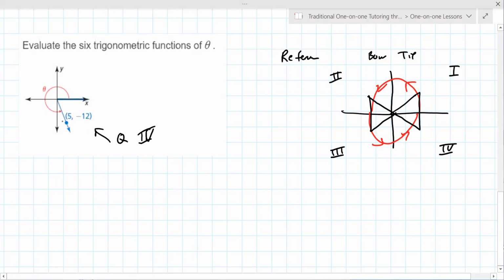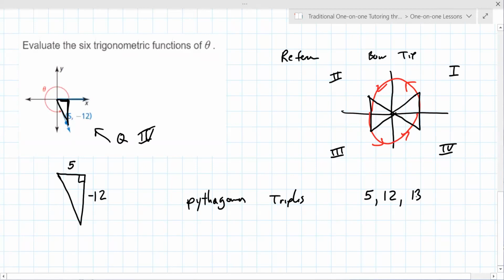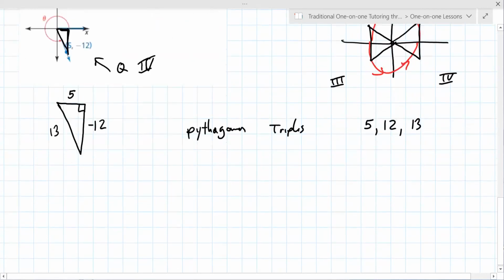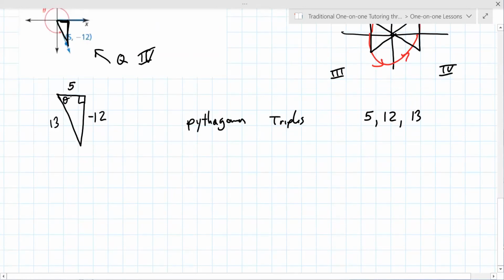What you have here is a triangle in this 4th quadrant, where 5 is the x and minus 12 is the y. It's this triangle right here. We need to find the 3rd side, and this is a Pythagorean triple. Pythagorean triples are the ones that we like because they follow nicely. They're integers. The hypotenuse is always positive in these situations. Now that we have the 3 sides of the triangle, here's the angle.